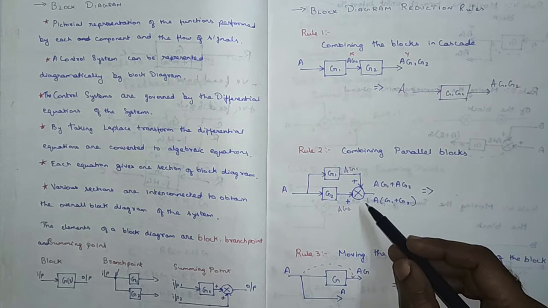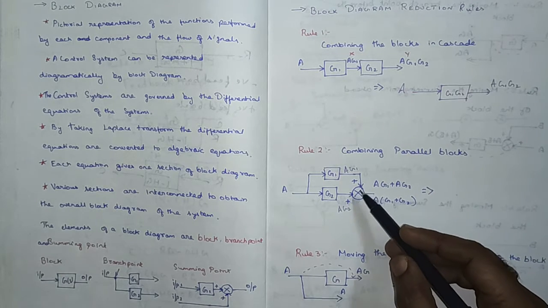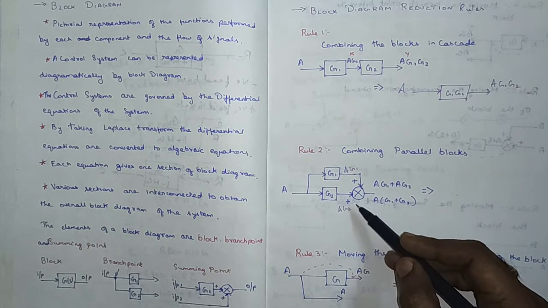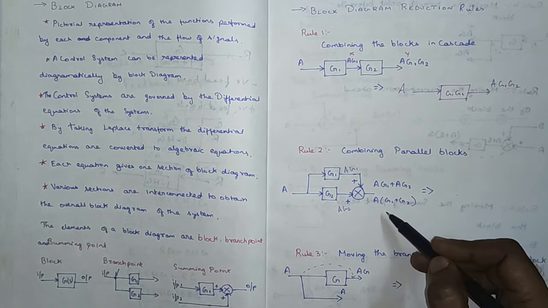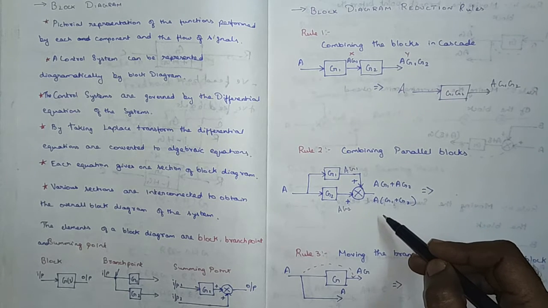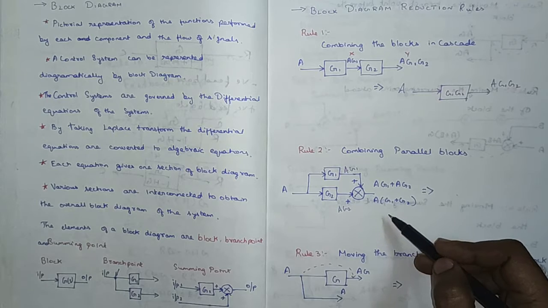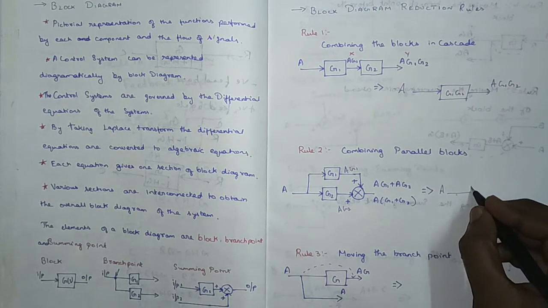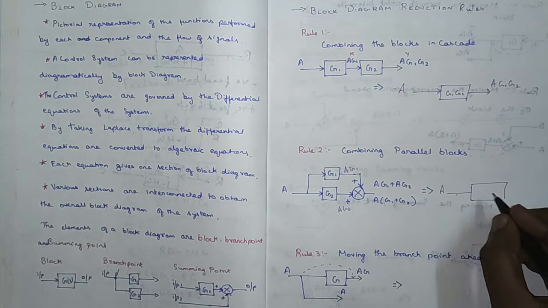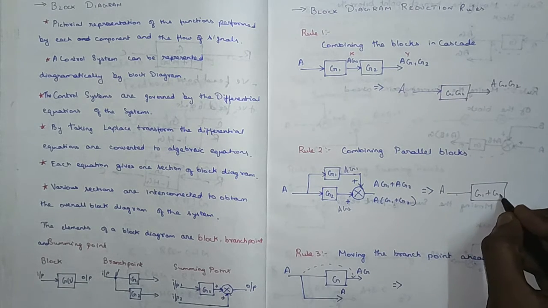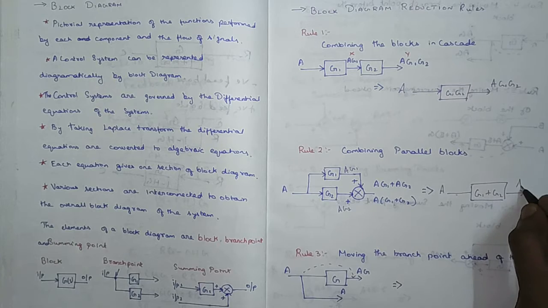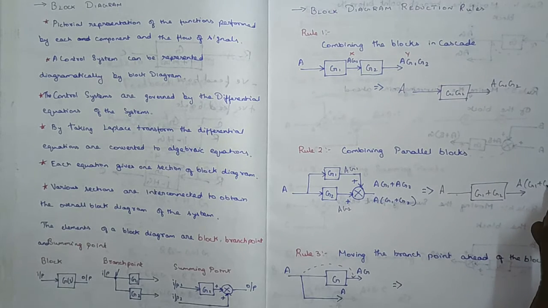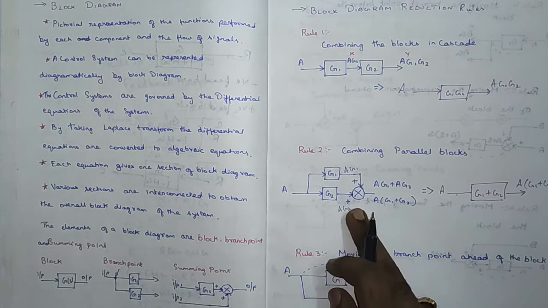It has been given to the summing point. At this summing point both the signs are positive, so the inputs get added. The output has been simplified by taking a as common, so it is a into g1 plus g2. Now I am combining these two blocks g1 and g2 as a single block by adding g1 and g2. This gives the same output as the previous one.